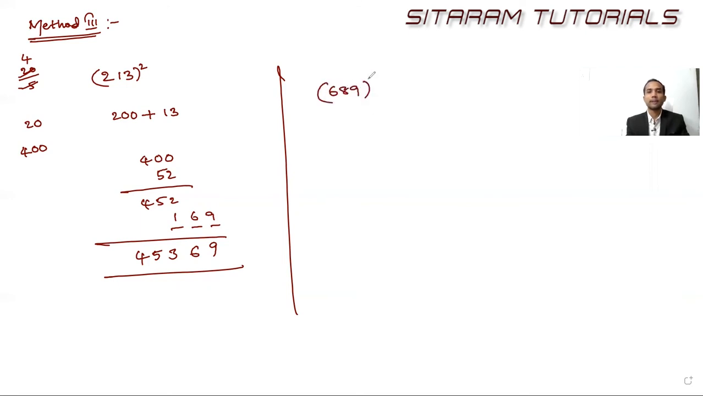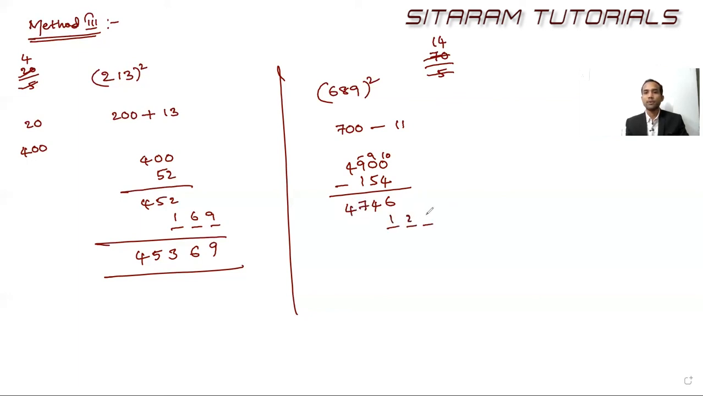Let us take one more example. 689 whole square. Now 689 is 11 less than 700, right? Now take out 1 0, you get 70. 70 whole square is 4900, and 70 divided by 5, if you take, it will be 14. 14 is the key number. You multiply with 11. 14 ones are 14, 14 ones are 14 plus 1, 15. And you need to subtract this one because this is subtracted. So here it is 9 and 10. 10 minus 4, 6. 9 minus 5, 4. And this is 8 minus 1, 7. This is 4. And again, 11 square we need to write here.